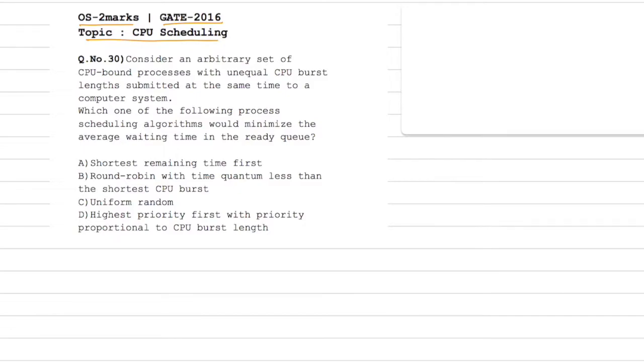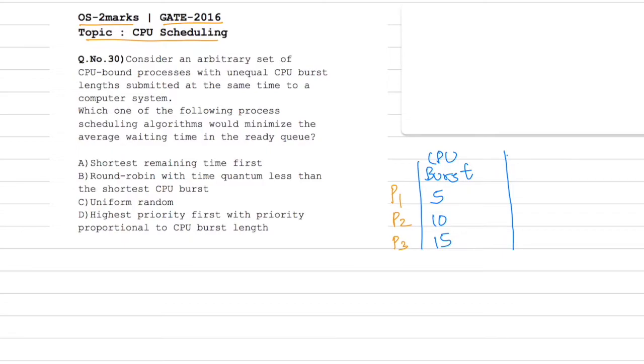Let's note it down. So first it tells that consider an arbitrary set of CPU bound processes. So let's randomly consider three processes, P1, P2 and P3. So these are the arbitrary set of CPU bound processes with unequal CPU burst lengths. So let me make a note of that. They have unequal CPU burst lengths. So let me just write randomly 5, 10, 15.